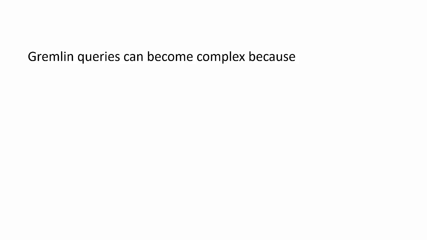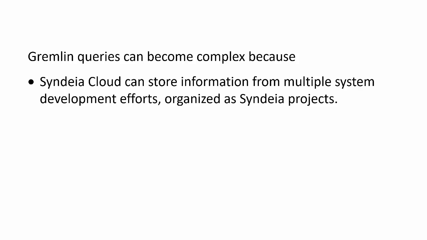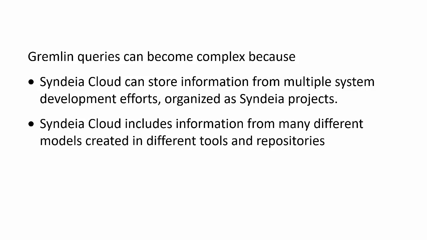Complexity in writing Gremlin queries for Syndeia Cloud arises from several factors. Syndeia Cloud can store information from multiple systems, organized as Syndeia projects. In many cases, we will be seeking information from a specific project and want to filter out everything else. Syndeia Cloud includes information from many different models created in different tools and repositories. We typically want to identify specific model elements and model element types.